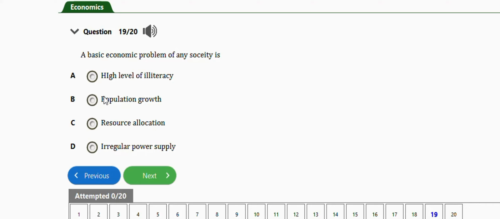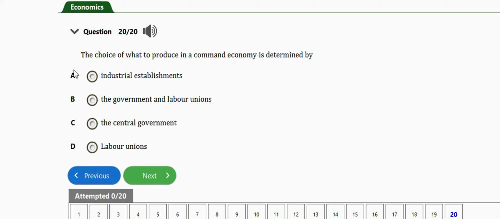The last question before we end this video is this one. It says, the choice of what to produce in a command economy is determined by we have industrial establishment, the government and the labor unions, the central government, labor unions. So the right answer is option C, which is the central government.